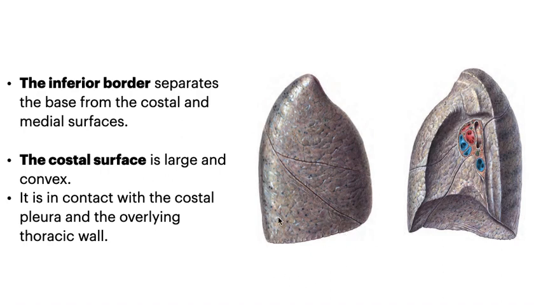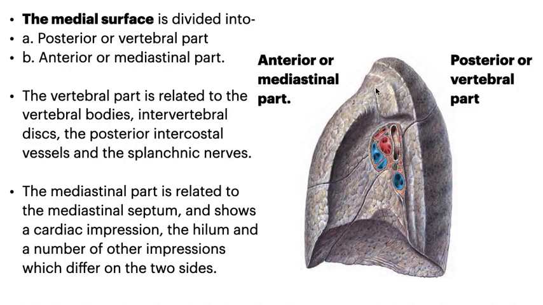The costal surface is large and convex, in contact with the costal pleura and the overlying thoracic wall. The medial surface is divided into a posterior or vertebral part and an anterior or mediastinal part. The vertebral part is related to the vertebral bodies, the intervertebral disc, the posterior intercostal vessels, and the splanchnic nerves.